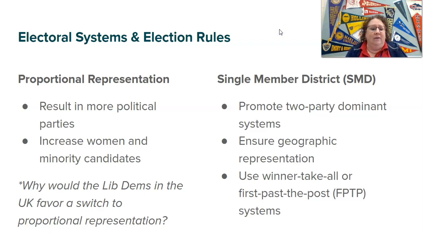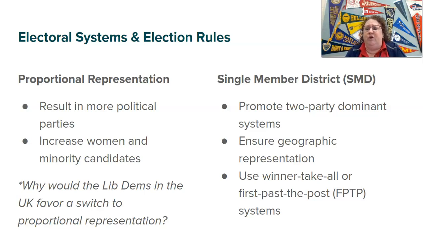So when we look at rules and electoral systems, really most everything comes down to proportional or single member district. And there are actually countries, part of the CG6, who do what we call a hybrid, or a mix of both. Proportional representation results in more political parties, and increases the number of women and minority candidates who get elected. I'm going to show you an image on the next slide to represent proportional representation, because sometimes you have to visualize it to understand the difference.